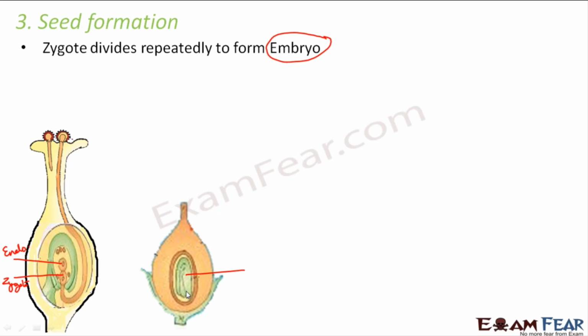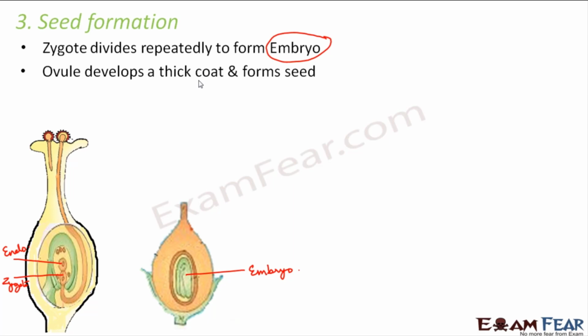So this is the embryo. This green colored structure is the embryo. So the zygote, which was a small structure here, will undergo many divisions and form a multi-celled embryo. And this embryo plus the endosperm, the yellow colored structure here, will together form the seed. Now the ovule develops a thick coat and forms the seed. So what is the ovule? The ovule was containing the zygote and the endosperm. So here the ovule is containing the embryo and the endosperm. So the ovule becomes the seed.